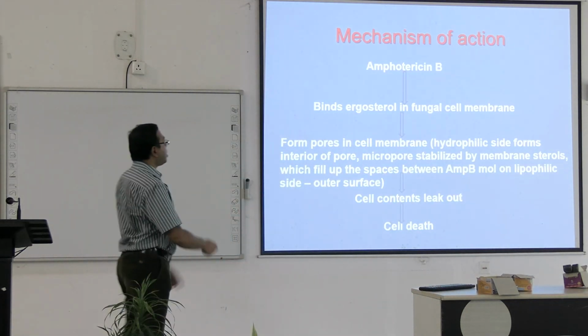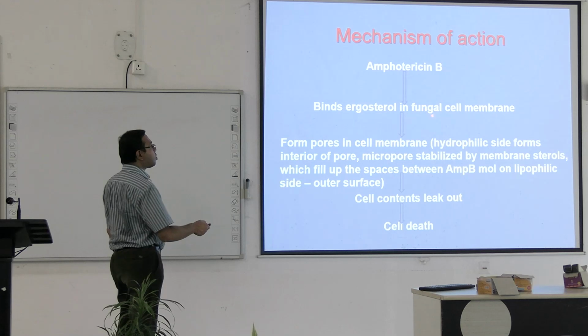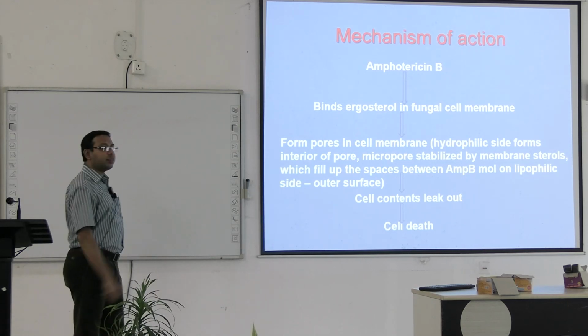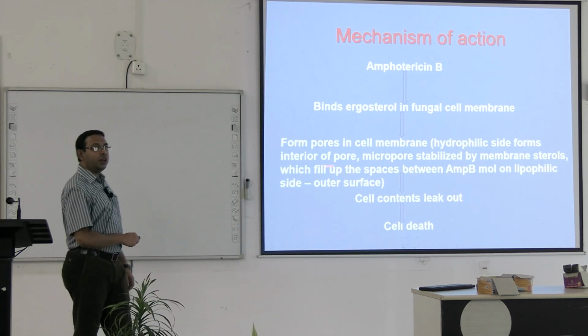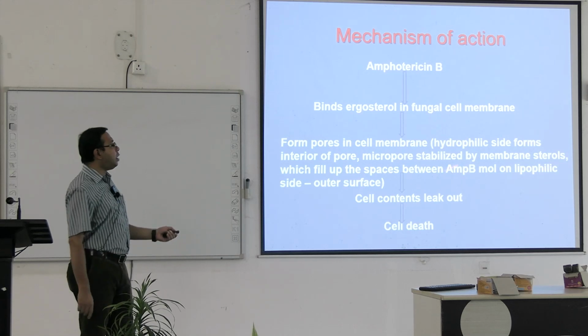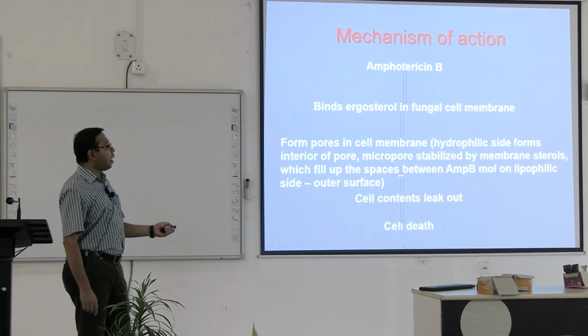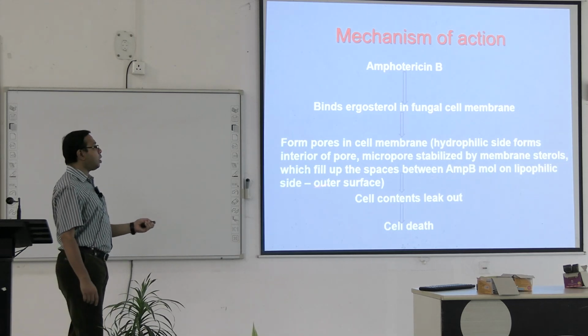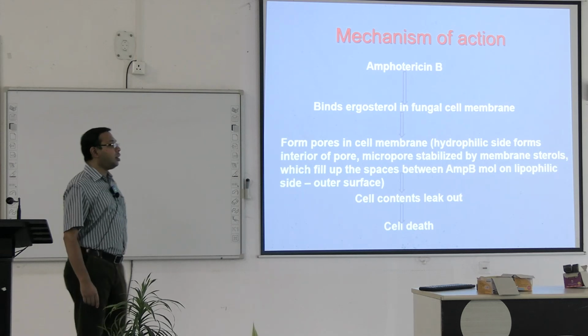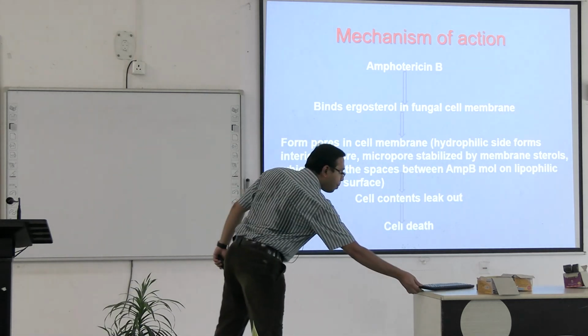The same thing: Amphotericin B binds ergosterol in the fungal cell membrane and forms pores in the cell membrane. The hydrophilic side forms the interior of the pore, and the micropore is stabilized by membrane sterols which fill up the spaces between Amphotericin B molecules on the lipophilic side. Cell contents leak out, and ultimately cell death happens.